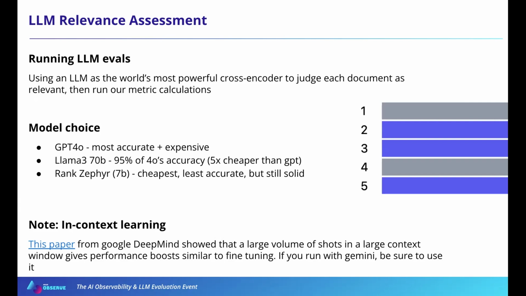If you do have a really large data set, obviously that's not cost effective. We like to use Llama 3 70B. It's around 95% as accurate and much cheaper. There's also fine-tuned smaller LLMs like RankZephyr. They're good. They can give you a somewhat representative sense of how good your model is, but I would say your mileage may vary there.